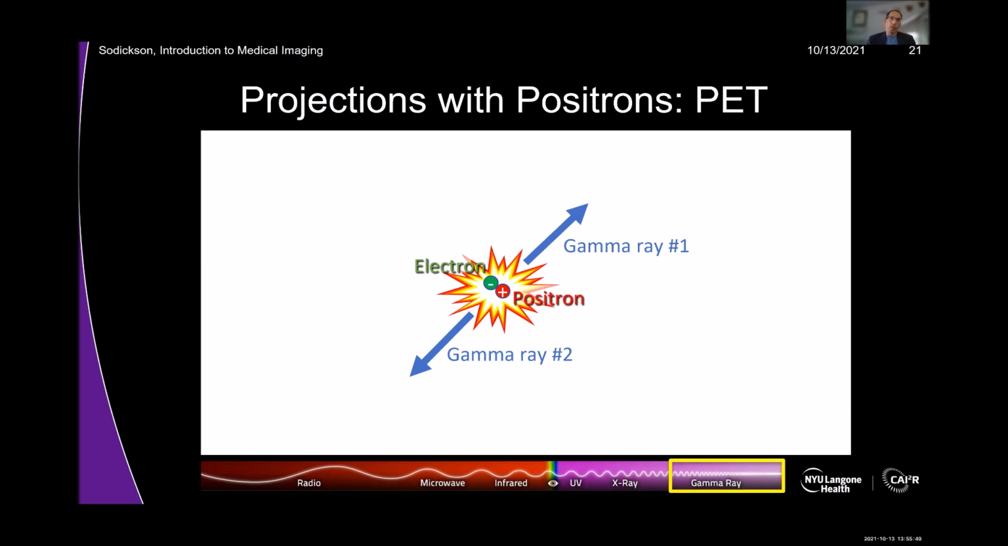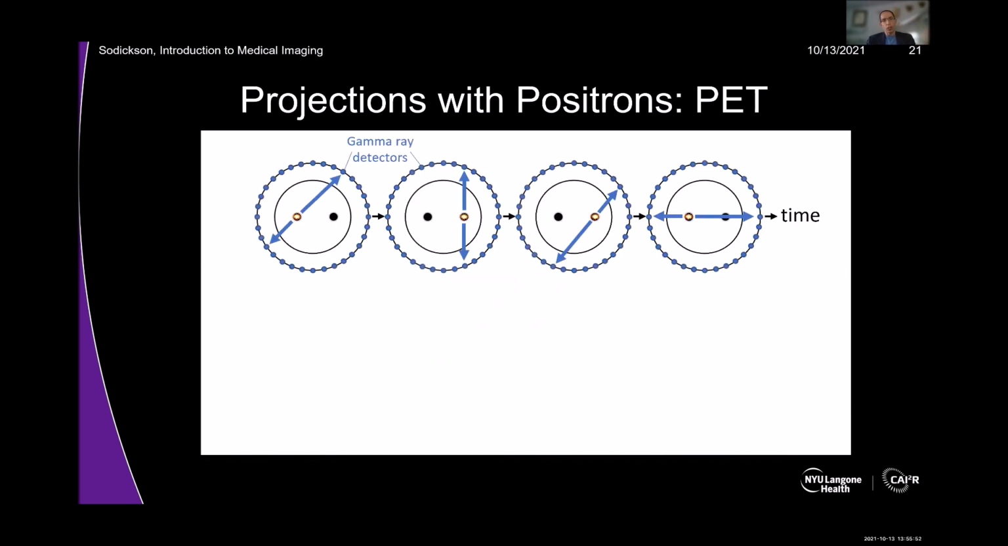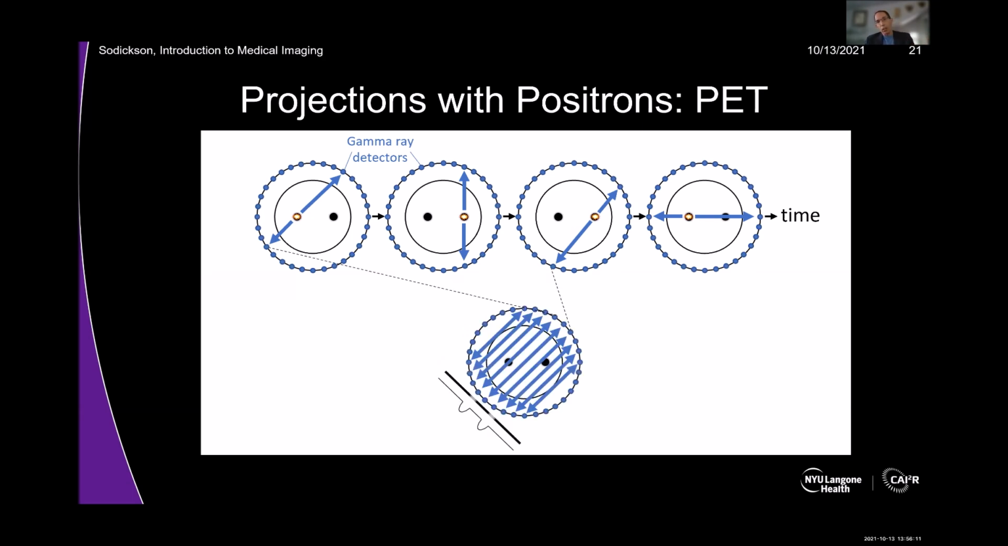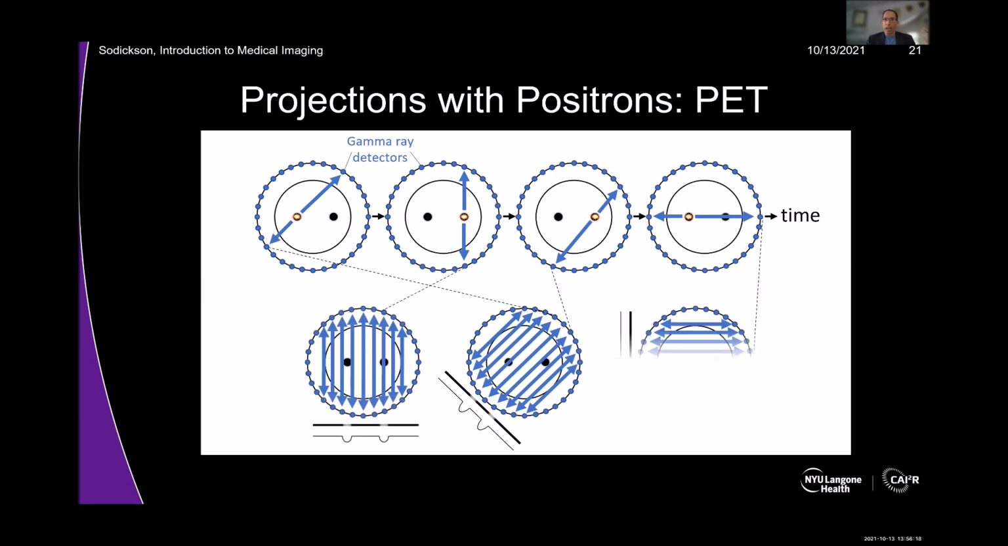And by the way, this is up at the top of the electromagnetic spectrum. What you can do then is array detectors around the body. And then whenever there's an annihilation event, you can capture the two coincident gamma rays in appropriate detectors, and you know that that event occurred somewhere along the line between the detectors. So over time, you build up a bunch of events, and then you can just group them into similar angles. And lo and behold, when you do that, what have you got? A projection. And so you can collect your different projections now and reconstruct it just the way you would have CT. Okay, so that's the top of the spectrum.